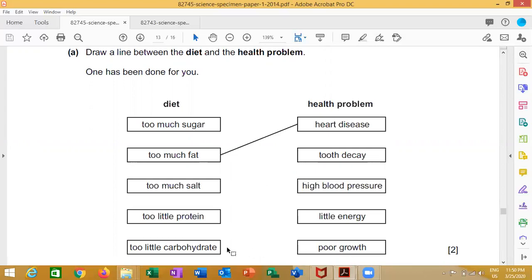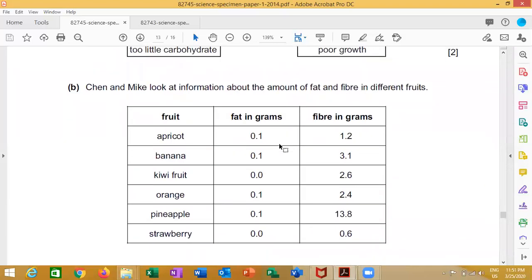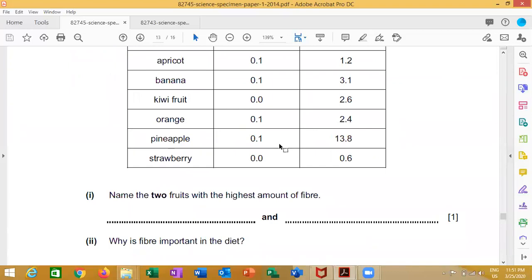Too little carbohydrates. It can cause little energy. And too much fat, it is done for you. It can cause heart diseases. Now, according to the information you have in the table, write for me two fruits that have the highest amount of fiber. Here, according to the information from the table, it can be pineapple and banana.